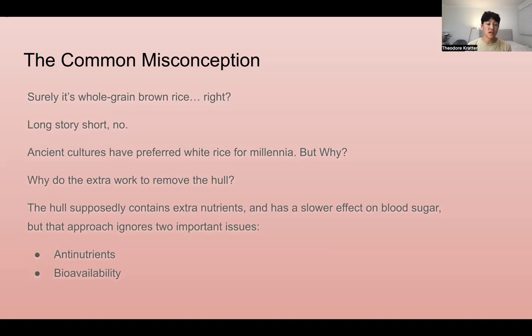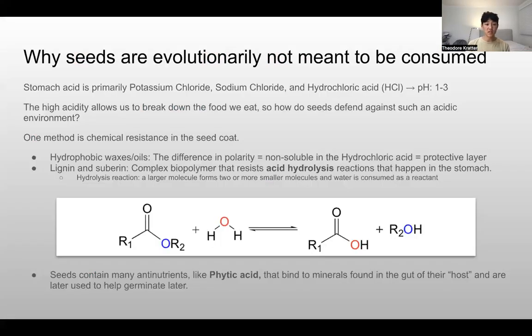Even modern science says that the whole grain contains extra nutrients, that brown rice is better, and that it has a slower effect on blood sugar, which technically is true. But that approach ignores two important issues. There are anti-nutrients, so much more anti-nutrients in brown rice. And the minerals that are inside the brown rice are not that bioavailable. We can't actually absorb them that well. Let's see why this is. Seeds are evolutionarily not meant to be consumed.